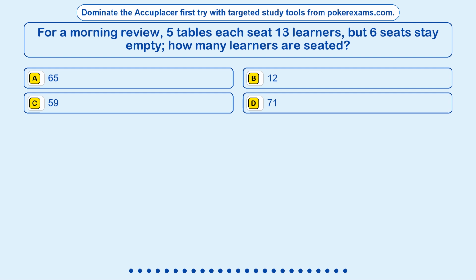Question 1. For a morning review, 5 tables each seat 13 learners, but 6 seats stay empty. How many learners are seated? Option A, 65. Option B, 12. Option C, 59. Option D, 71.